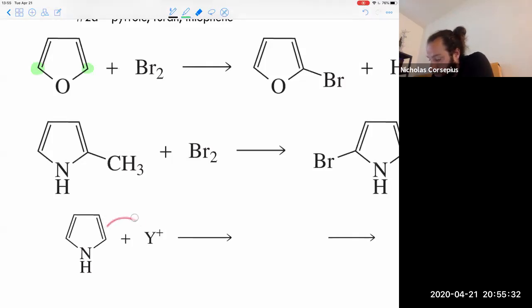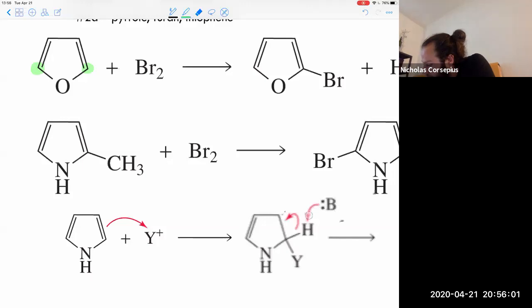Just like before, here it's the pyrrole ring that's going to be playing the role of the nucleophile, it's not the nitrogen itself. So different from all of our amine reactions that we saw, where nitrogen was our nucleophile. For these heterocyclics, it's going to be the ring. All right, so here we have the ring playing the role of the nucleophile.